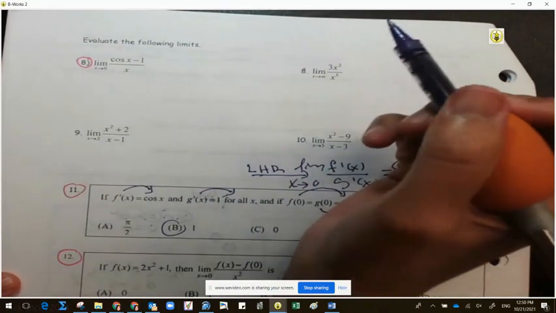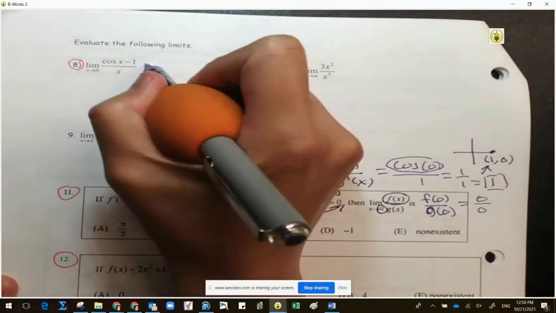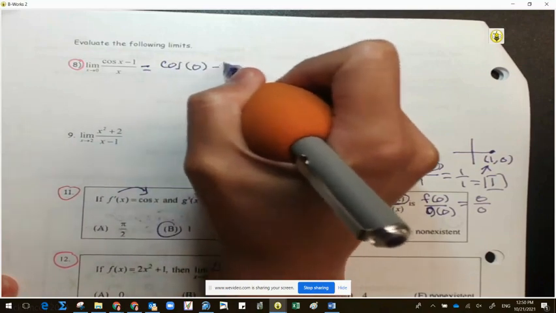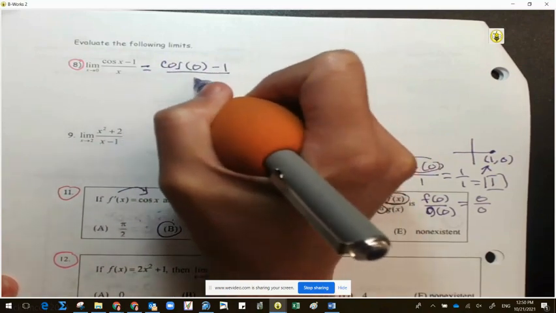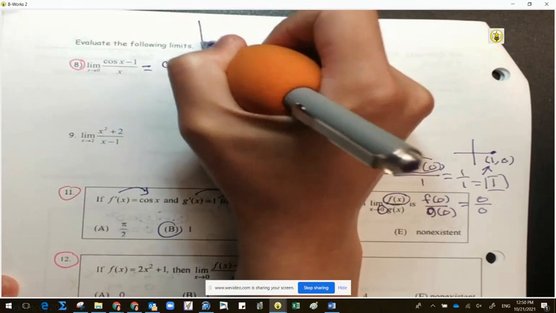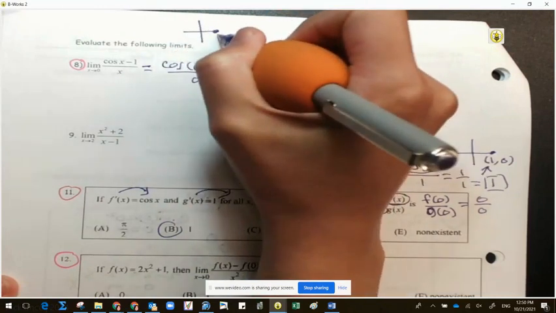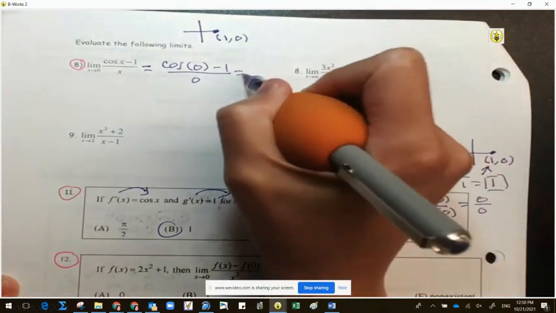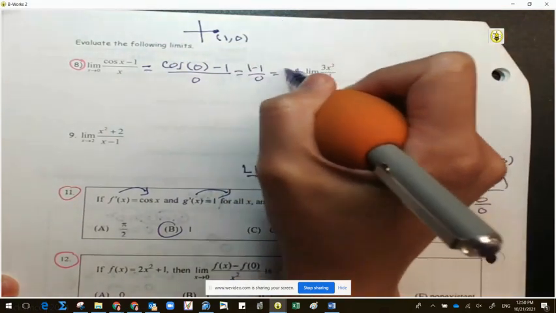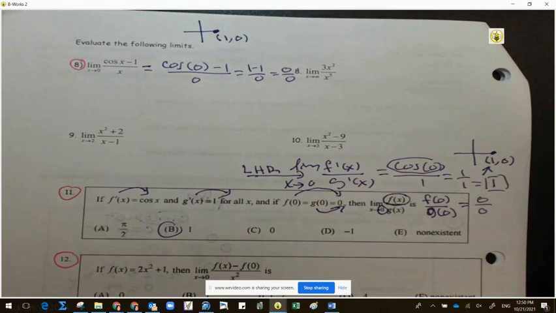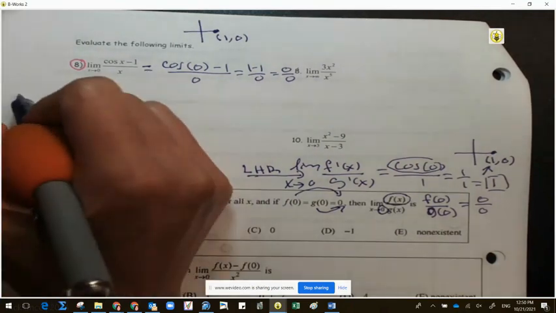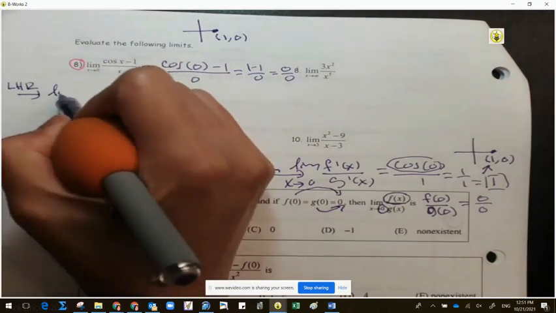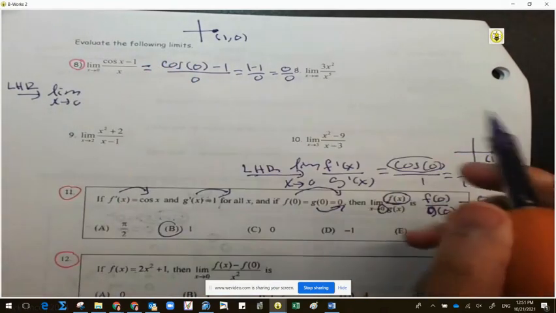All right. So let's plug in the 0. When I plug in the 0, we get cosine of 0 minus 1 over 0. And let's do a recall again. Cosine of 0 is at 0 degrees. So we have 1 minus 1 over 0, 0 over 0. Can we use our L'Hopital's rule on this one? Yes. So L'Hopital's rule. Let's write out limit as x approaches 0.